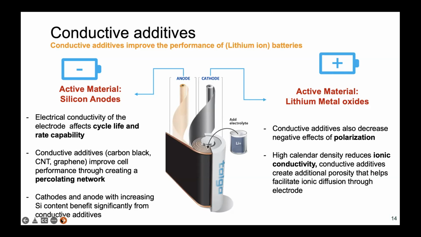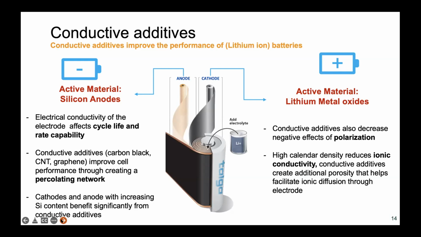Additionally, as batteries for commercial use need to carry more and more energy, the electrodes, when they are prepared, are pressed into very, very dense thin films. So as you increase what is called calendar density, you normally reduce the ionic conductivity through that film, which is an important part of getting your lithium to move in and out. So conductive additives have also been noted to create a small amount of additional porosity that helps facilitate the ion diffusion.